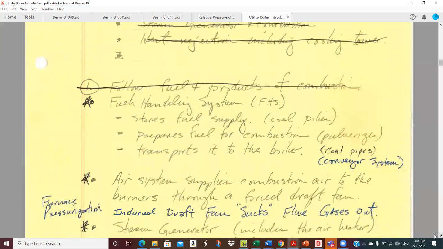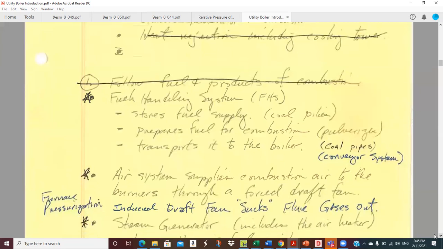So we've got fuel handling. If you're doing coal or wood, you're probably going to have to chop it up, hog it. At the coal plant, we pulverize it into something like face powder, and then somehow we've got to get it into the boiler. So you've got transport, whatever fuel you've got.